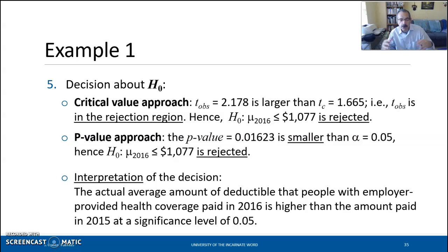Now, if someone says, well, how much more did we pay in 2016? Well, we don't know. We just know that it's higher. This is where you could use the confidence interval to provide a range of values where you think the actual mean would be. So the confidence interval complements, or supplements, if you will, the hypothesis test.